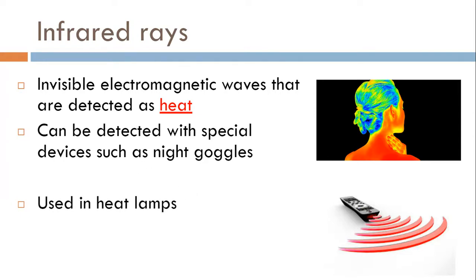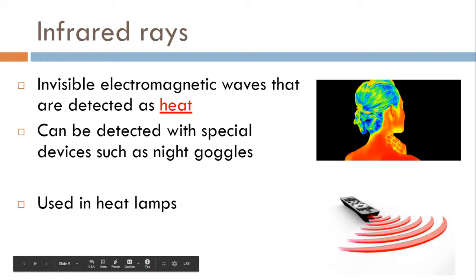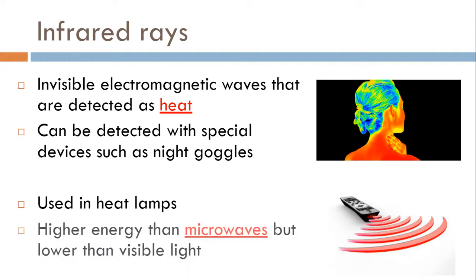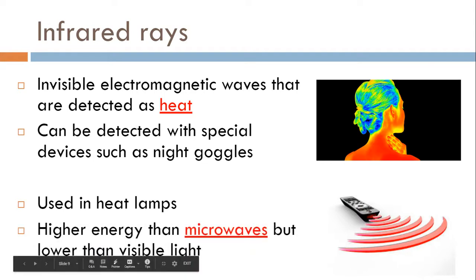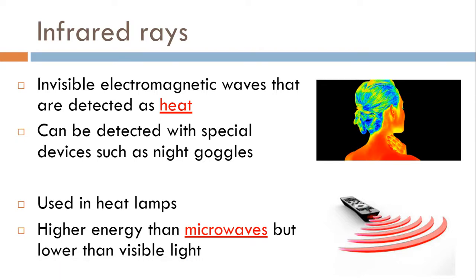Infrared waves are also used in heat lamps. Another use for infrared waves is in TV remotes or clickers. Here's my remote, that little red dot or lens in the front is often used to emit an infrared wave that your TV can read and help you to change the channel. These infrared waves are higher in energy than microwaves, but they're lower in energy than visible light.